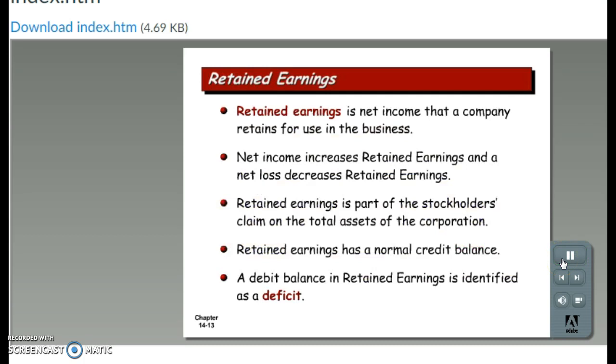The retained earnings account reflects net income that a company keeps or retains. Net income increases retained earnings, and a net loss decreases retained earnings. Retained earnings is a part of the stockholders' claim on the assets. Retained earnings increases with credits and therefore has a normal credit balance. A debit balance in retained earnings is referred to as a deficit.